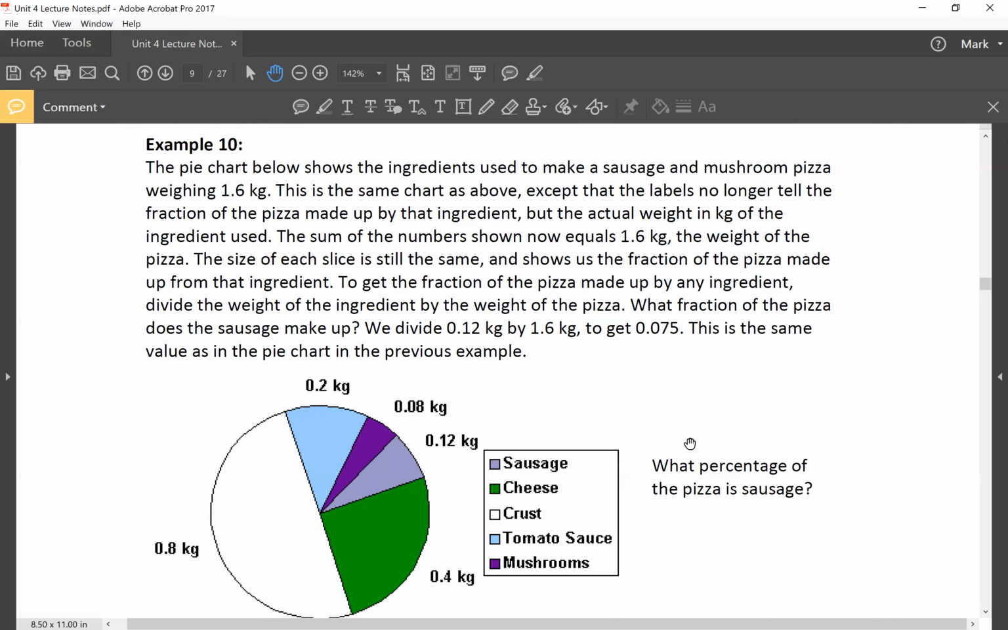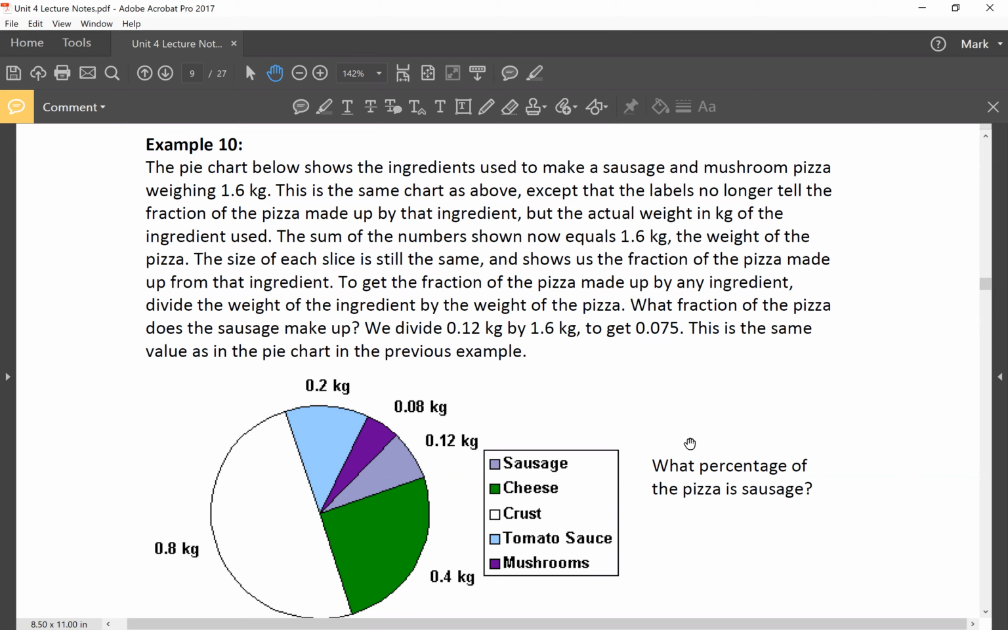Okay, so very similar pie chart here. Same type of pizza, same toppings, but different ratios. And again, this is a ratio or percentage type of situation. The pizza here is weighing 1.6 kilograms, and the chart shows a little bit different information. The label here no longer shows the fraction of pizza made up by the ingredient, but the actual weight of the ingredient. So this is like a ratio or recipe.